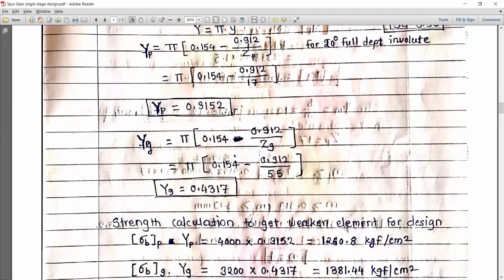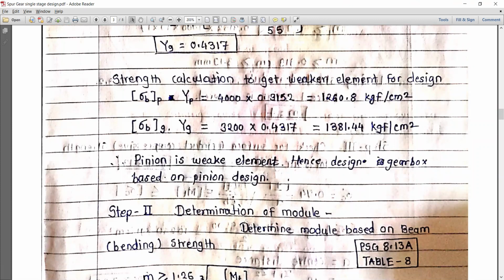Okay, now we have to look at the strength. As it is mentioned that you need to design based on the bending stress, we will find out the bending strength. To find out that strength, the design sigma b value for pinion and gear should be noted down, multiplied by the Lewis form factor for pinion and gear. Okay, what do we get? Observe here, we have calculated this for the pinion: 4000 multiplied by the factor calculated, 0.3152, gives 1260.8 kg per centimeter square. And here for the gear we have calculated 1381. Okay, from these two we concluded that the gear is the stronger element and the pinion is the weaker.